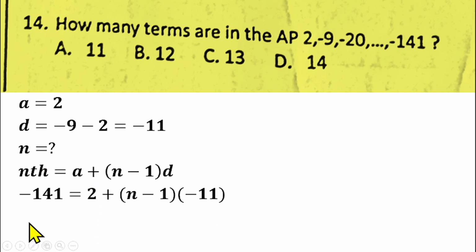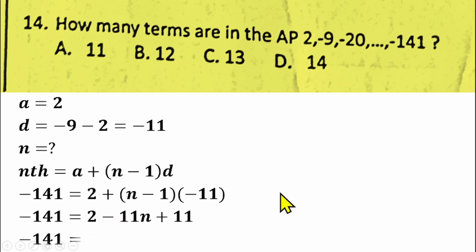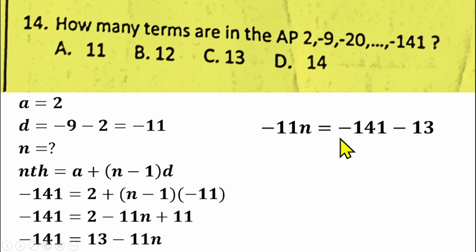From there, these two can come here. You'll have minus 141 minus 2, which gives us minus 143. And this minus 11 will open the bracket. So we'll have minus 11 times n, that gives us minus 11n. Then minus 11 times minus 1 will give us plus 11. So we can collect like terms from there. You'll have 11 plus 2, that gives us 13, minus 11n. Collect like terms also. You'll have minus 11n equals minus 141 minus 13. So that gives us minus 11n equals minus 154. You can divide both sides by minus 11.